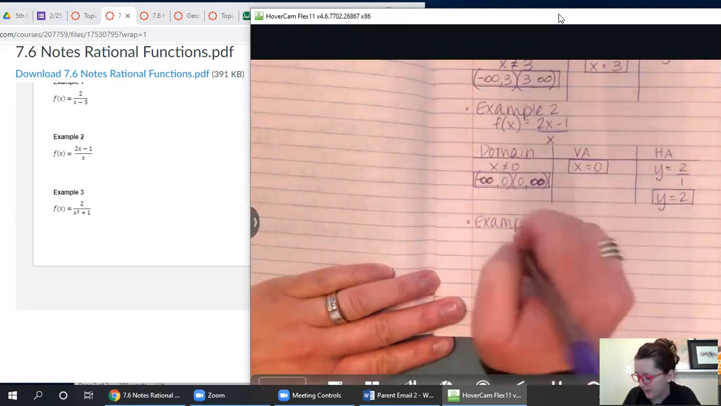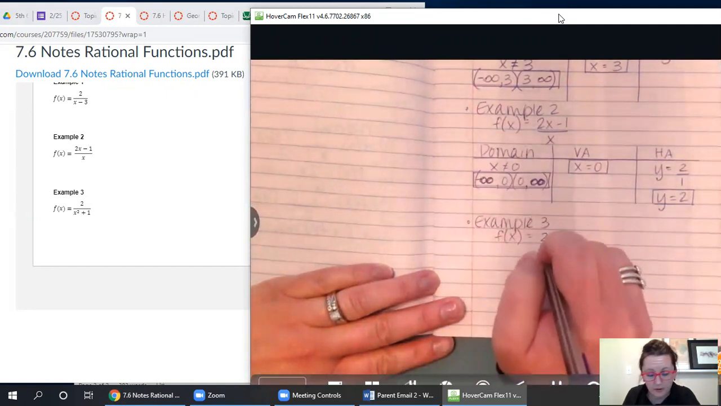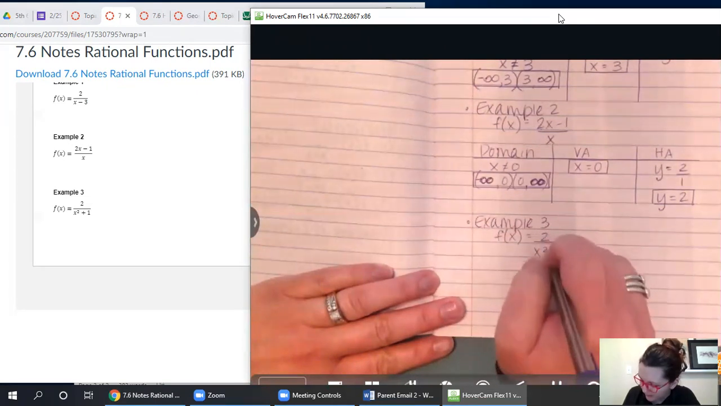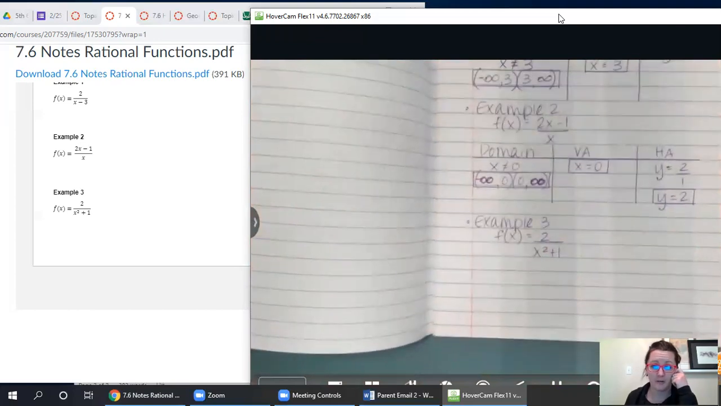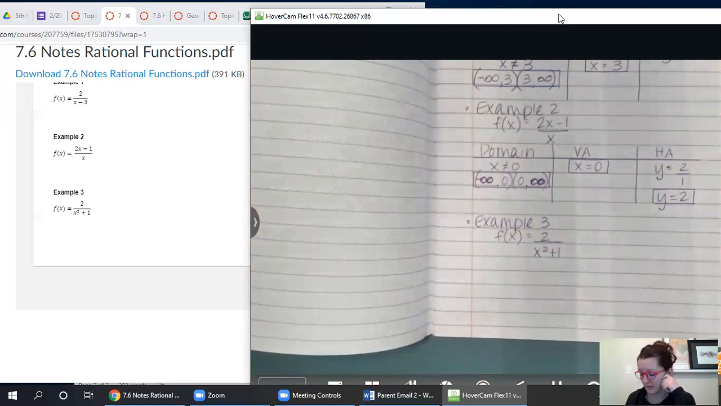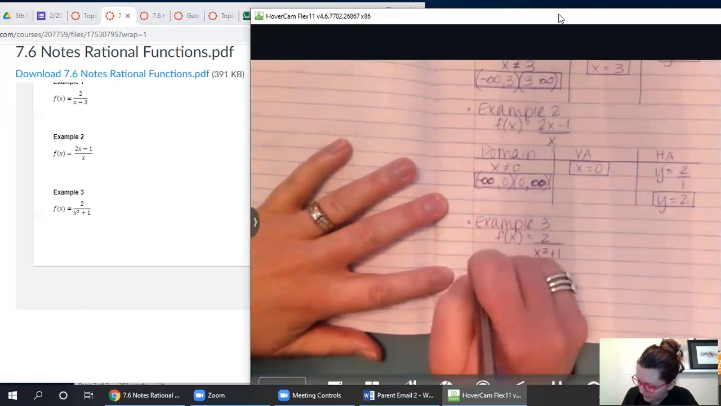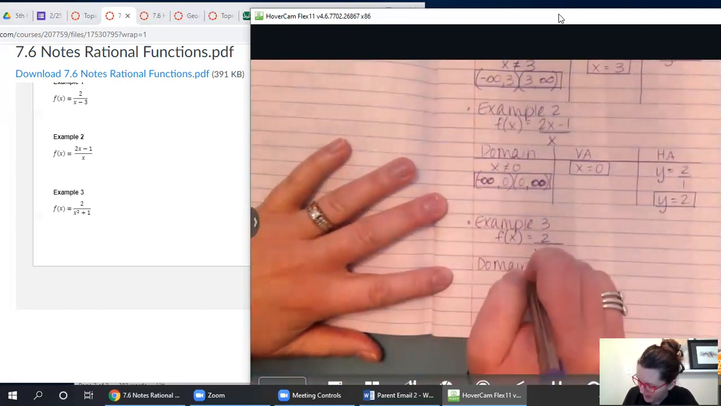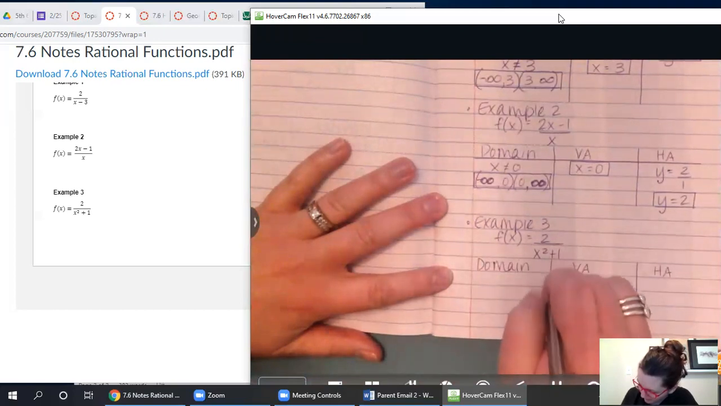So example 3 says f of x equals 2 divided by x squared plus 1. Notice we didn't have any factoring going on here. That would be a key there. If we have examples with factoring, then we'll see if there are any points of discontinuity, but we don't have any here. So our domain, our vertical asymptote, and our horizontal asymptote, a little bit more math going on here.